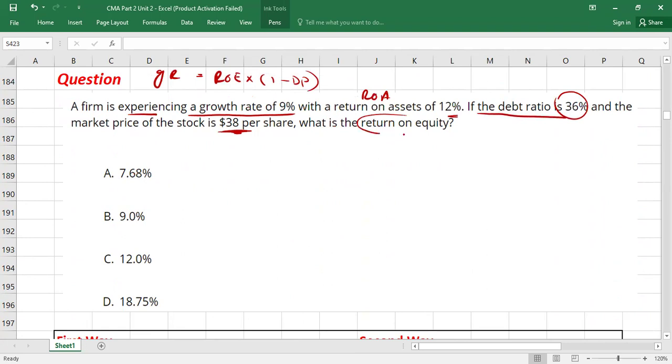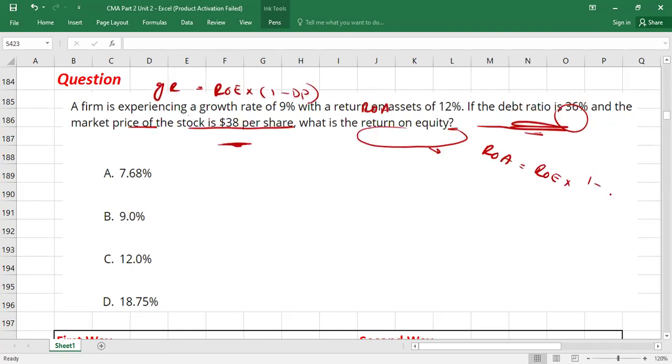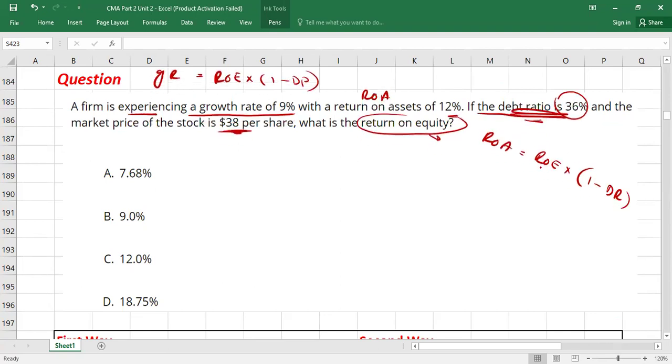So what is the return on equity? Guys, now the debt ratio is given, so for return on equity there are two formulas. The first is the shortcut I told you: if the debt ratio is given, you can use this. Do you remember the formula? Return on asset equals return on equity multiplied by 1 minus debt ratio. But I want to calculate return on equity, so return on equity equals return on asset divided by 1 minus debt ratio. Let's put the values in. Return on asset is given in the question: 12%.